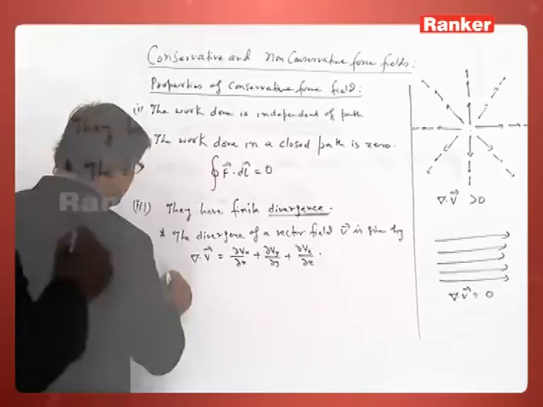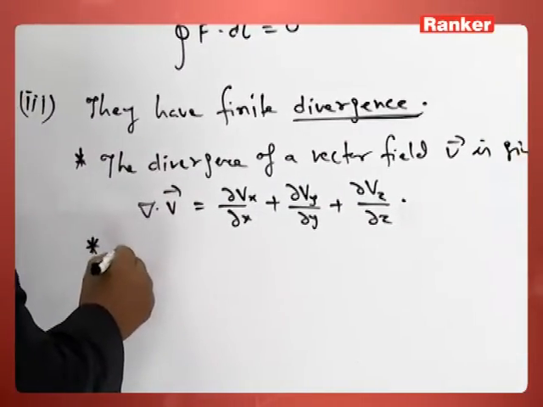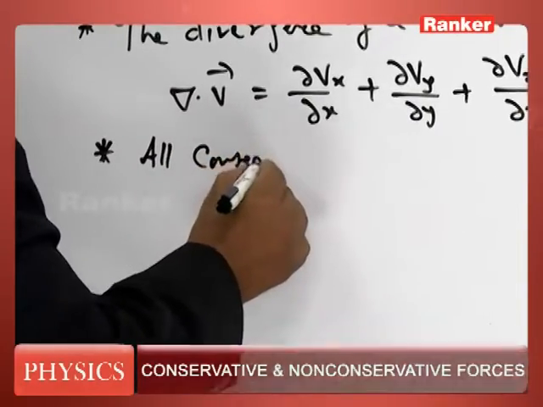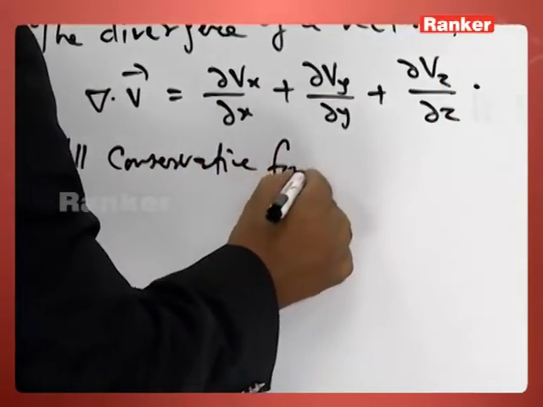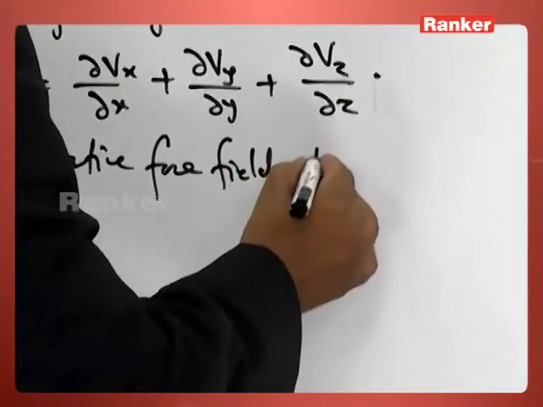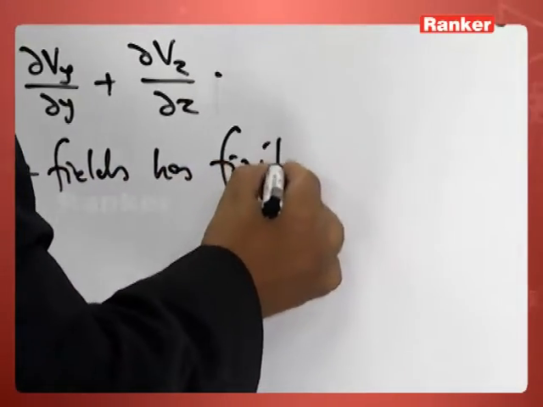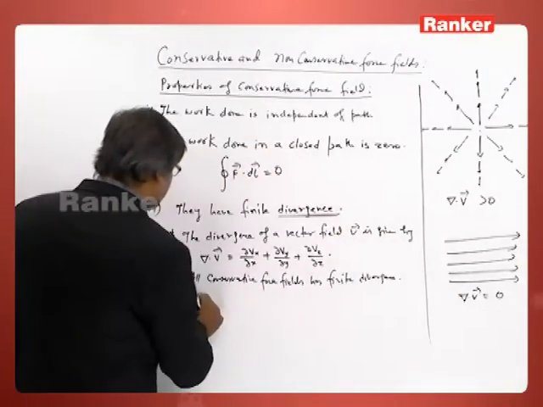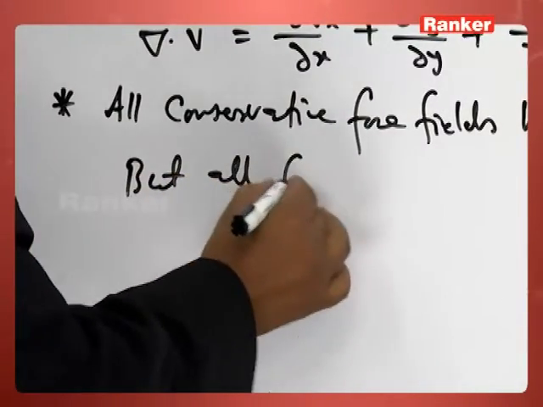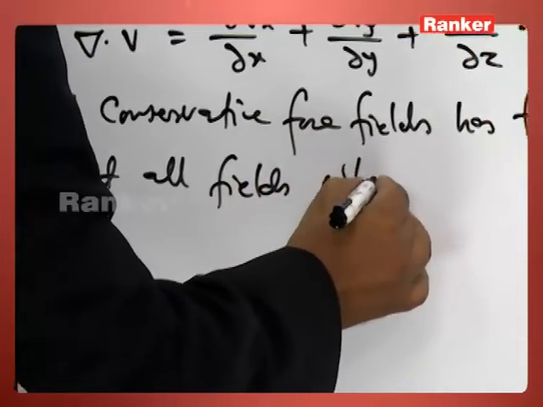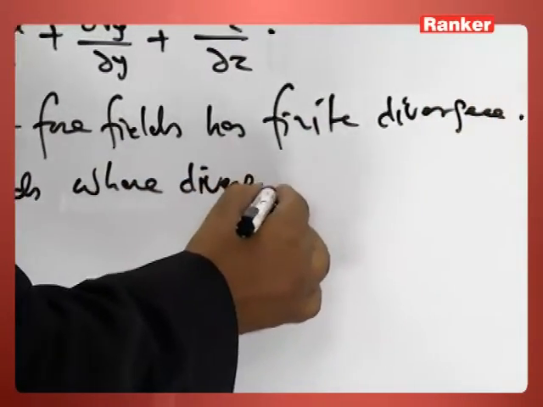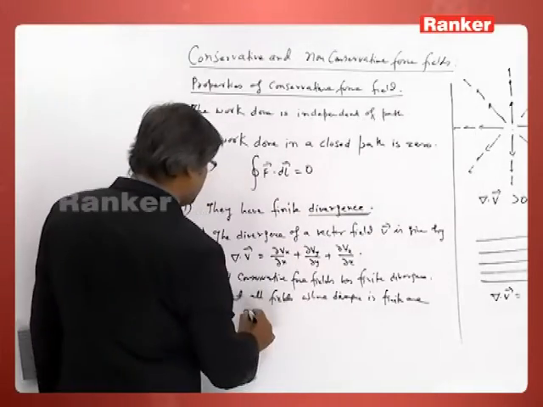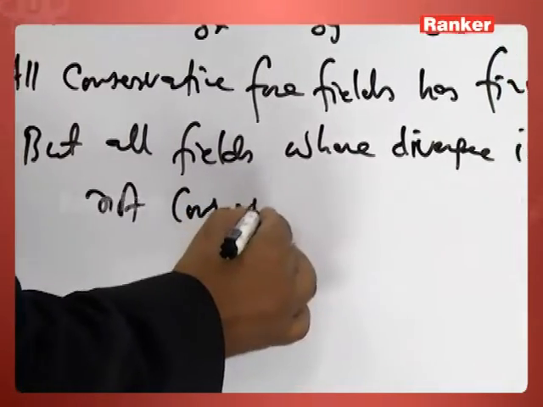One more important point: all conservative force fields have finite divergence. They have finite divergence. But not all fields whose divergence is finite are conservative.